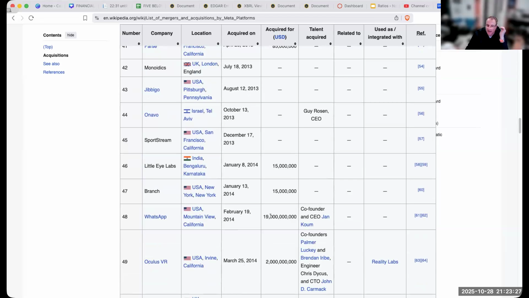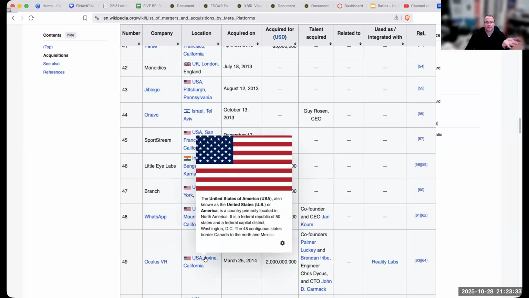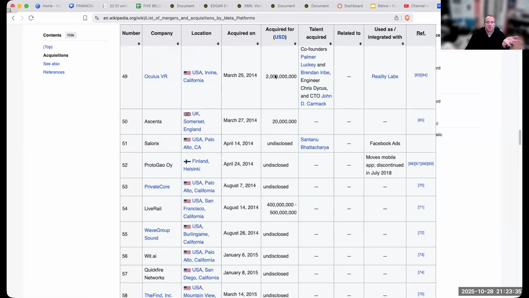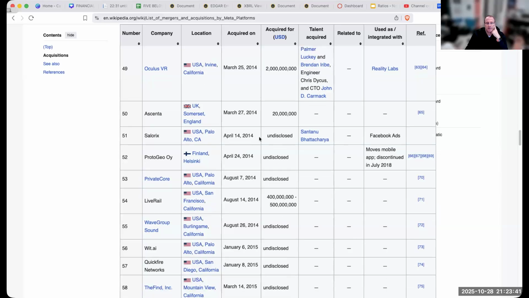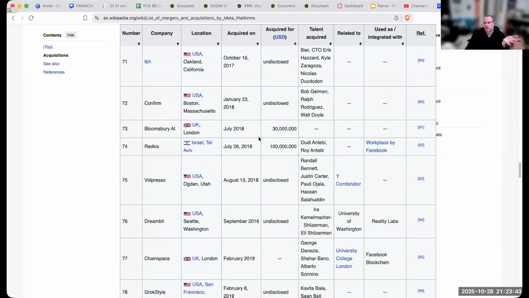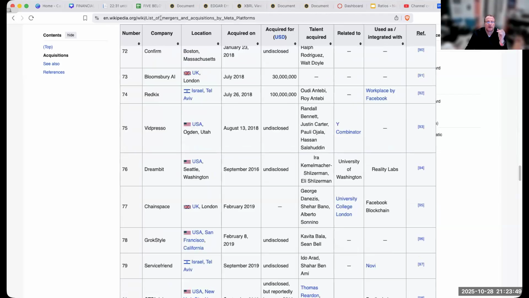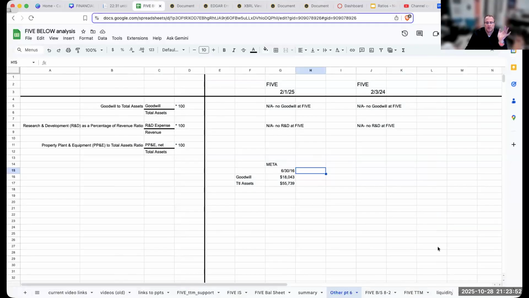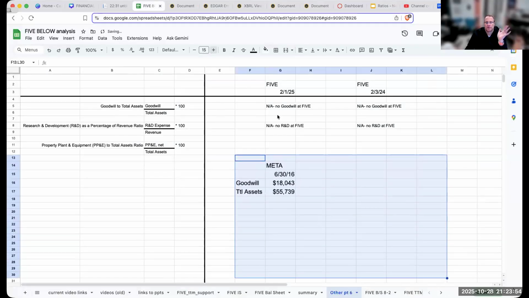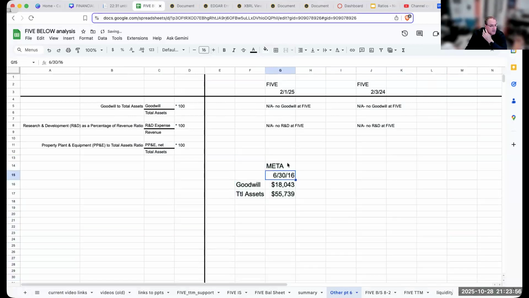So obviously there are some big ones. Oculus virtual reality. I always think this is Optimus Prime. But when you look at this over time, Meta Platforms has made a lot of acquisitions. And these are the numbers I want you to focus on. So here we are with Meta, and this is as of 6/30/16.